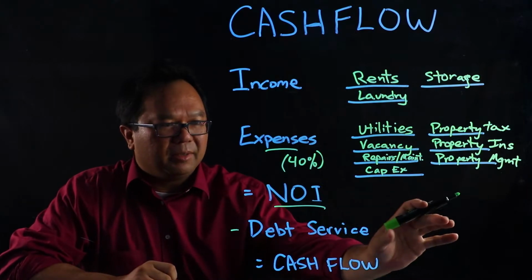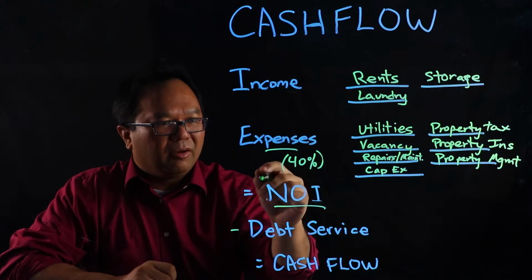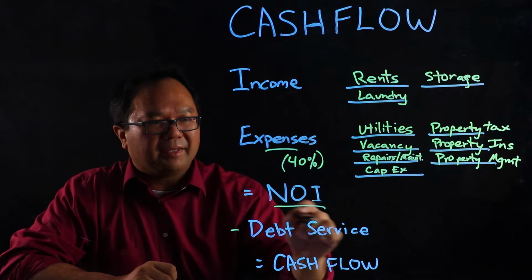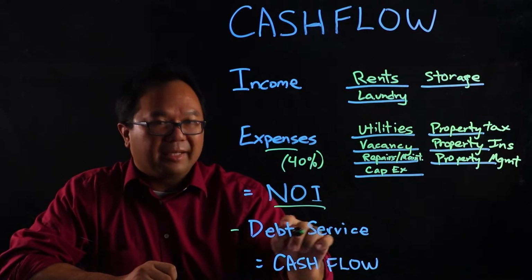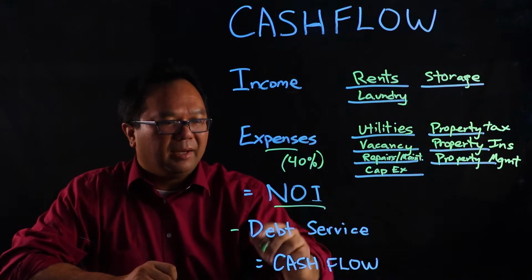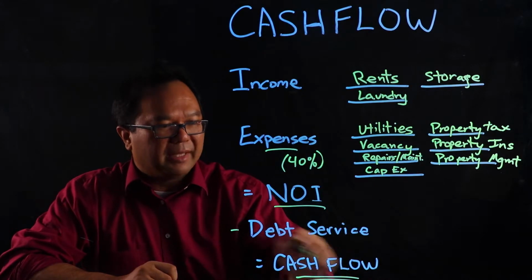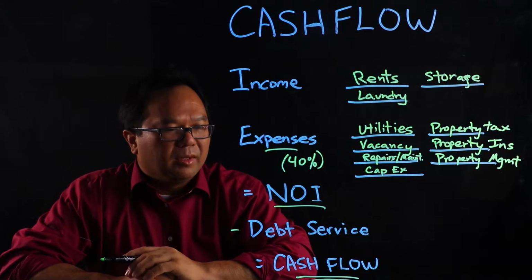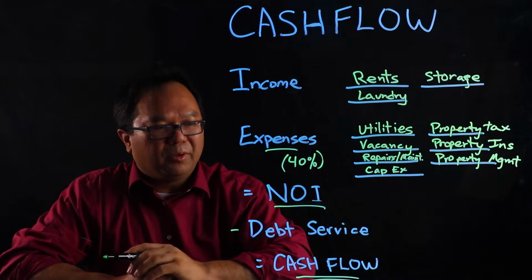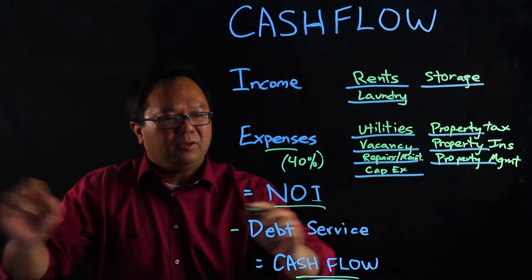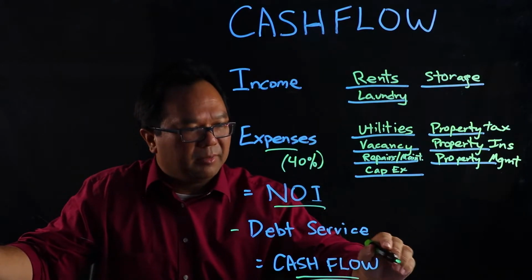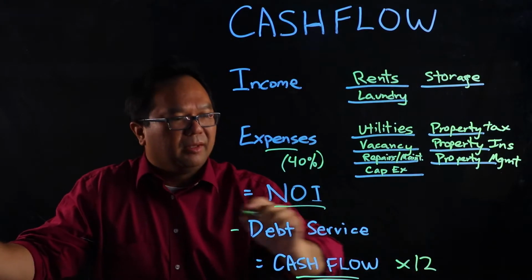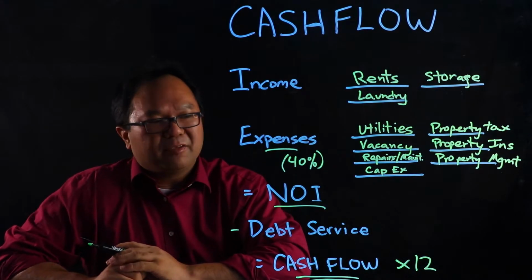So let's say you have a number for that. You take your net operating income and you subtract that monthly debt service, that monthly mortgage payment, and what you come up with is the cash flow. That's the cash flow for the month. So what makes cash flow really important is that if you take that monthly cash flow and you multiply it by 12, then that'll give you your annual cash flow.